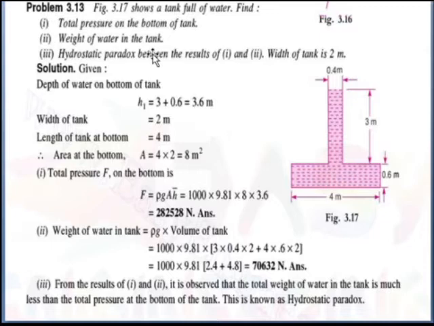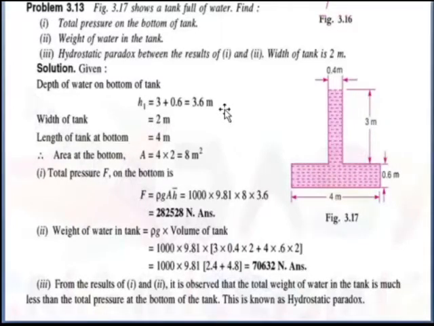Okay, then, for calculating the total pressure, first we have to calculate the height of water at the bottom of the tank. The height of water is from this to this. The tank is divided into two parts. The first part has a height of 3 meters and the second part a depth of 0.6. So the total height of water in the tank is 3 plus 0.6, that is 3.6 meters.